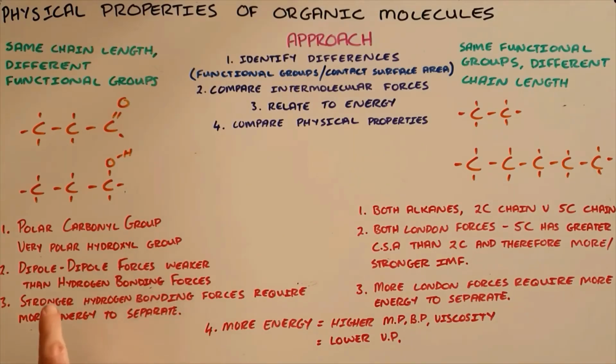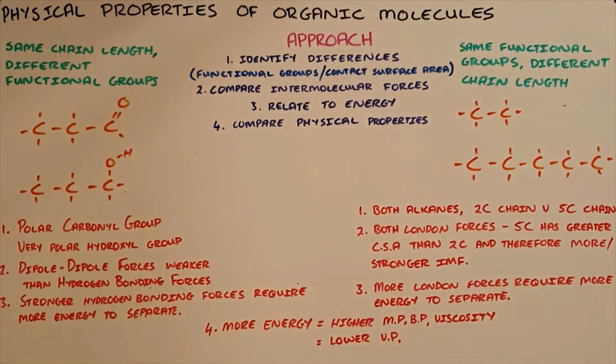The second step is to compare those intermolecular forces. So we would say that the polar aldehyde has dipole-dipole intermolecular forces which are weaker than the hydrogen bonding intermolecular forces that exist on the alcohol. The third step is to relate that intermolecular force difference to energy, and that is done in the following way. It is done by saying the stronger hydrogen bonding forces require more energy to separate. And then your final step would be to say, therefore, since more energy is required, the alcohol would have a higher melting point or boiling point or viscosity or a lower vapor pressure than the aldehyde.